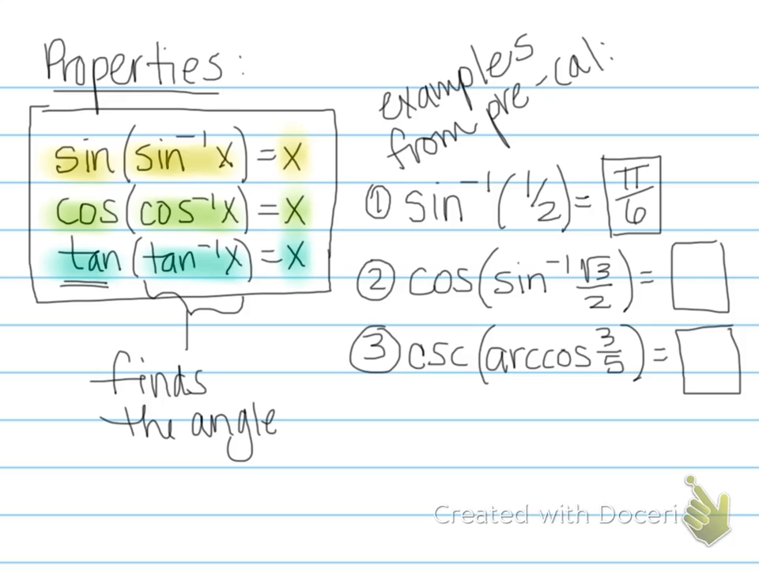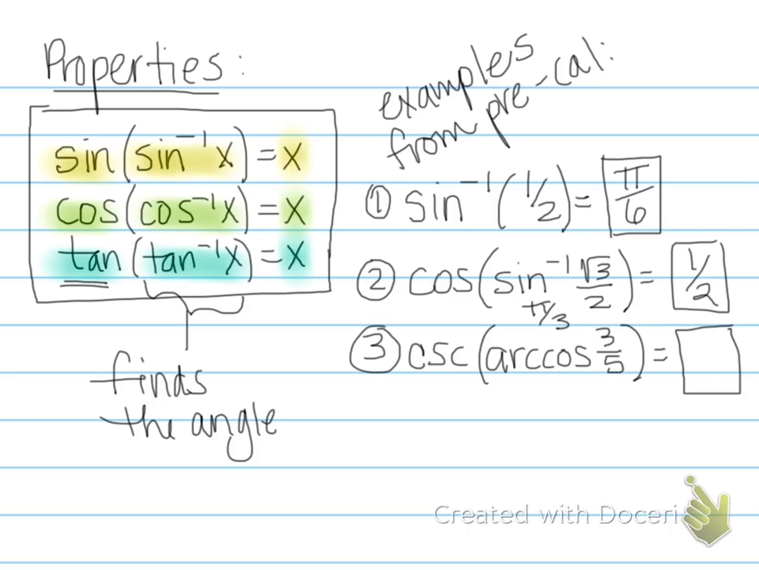The cosine of the inverse sine of √3 over 2, so what we're doing is finding the cosine of the angle whose sine is √3 over 2. The angle whose sine is √3 over 2 is pi over 3. The cosine of pi over 3 is 1/2.